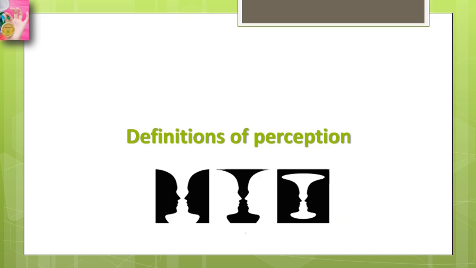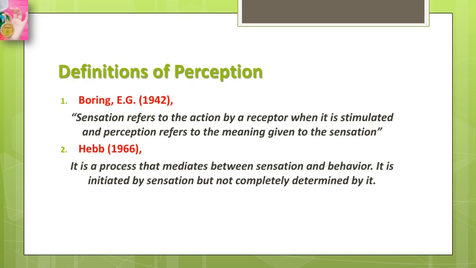Definitions of perception. I've included different definitions of perception, and you'll notice what different people said about perception, and how the definition of perception varied from time to time. According to Boring, E.T., 1942, sensation refers to the action by a receptor when it is stimulated, and perception refers to the meaning given to the sensation.